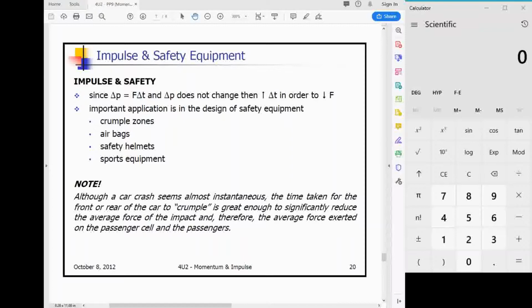This slide I'd like you to copy down. Since our delta P is equal to F times delta t, and delta P does not change, because we could make the mass smaller and we could encourage people to drive slower, but ultimately our momentum is something we cannot change in a collision. We can increase the time, and by increasing the time, we decrease the force. Applications of this are crumple zones, airbags, safety helmets, and sports equipment.